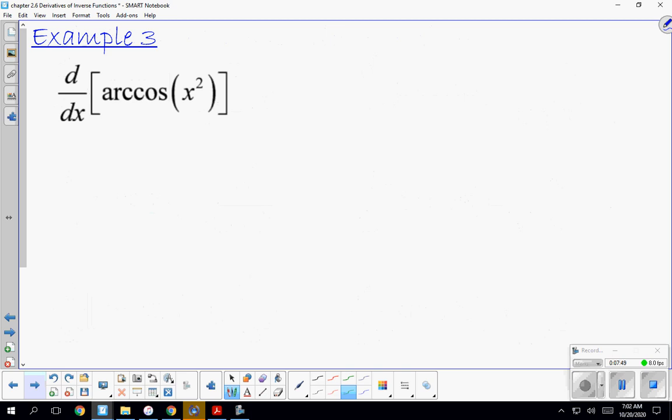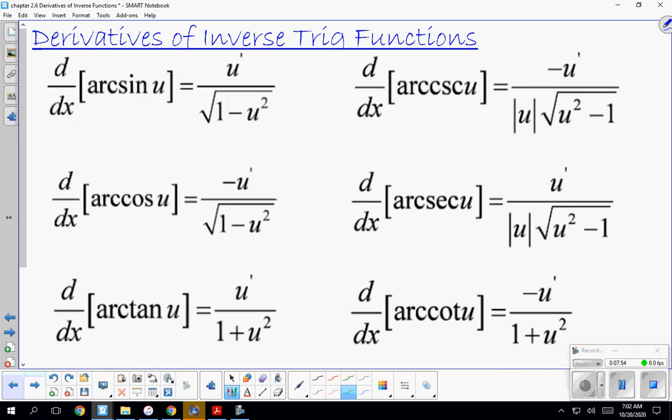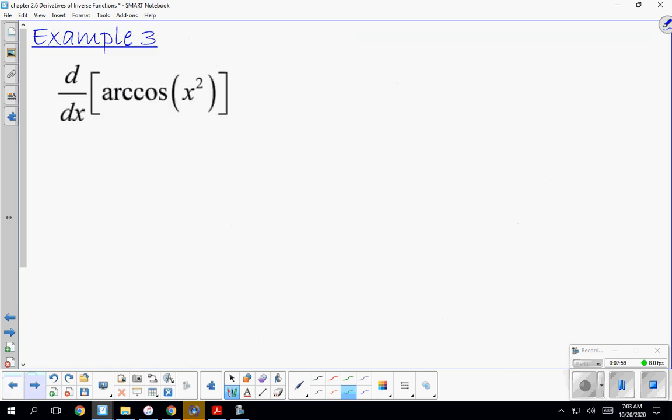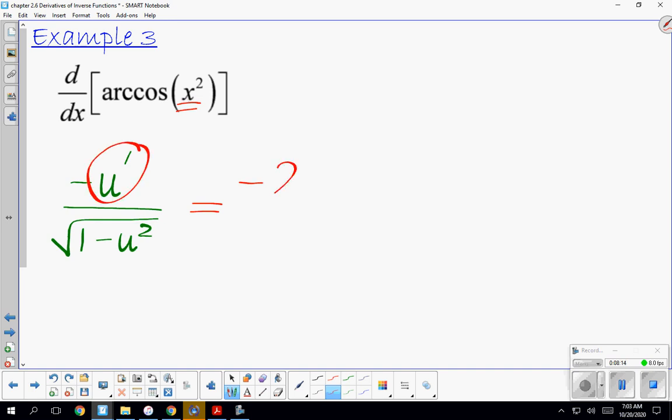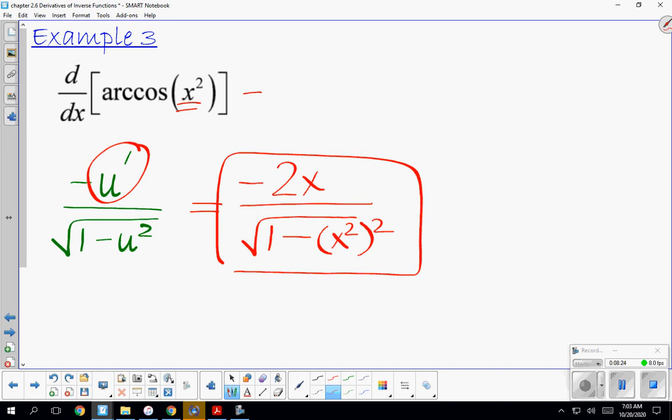Okay, so here we're going to take the derivative of the inverse cosine of x squared. If we look back to the formula, the inverse cosine is going to be negative u prime all over radical 1 minus u squared. So negative u prime all over the square root of 1 minus u squared. So u is going to be whatever this is. If we plug this in, we'll get negative, and then u prime would be 2x, all over radical 1 minus the entire value of that squared. And this would be the derivative of that.